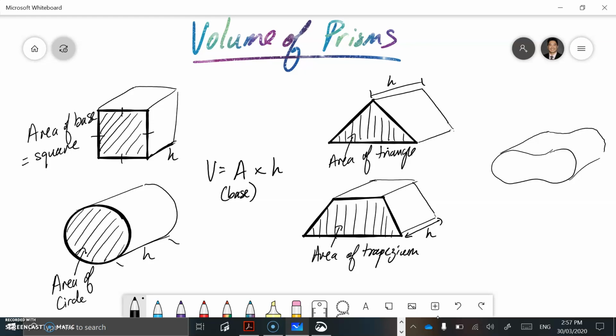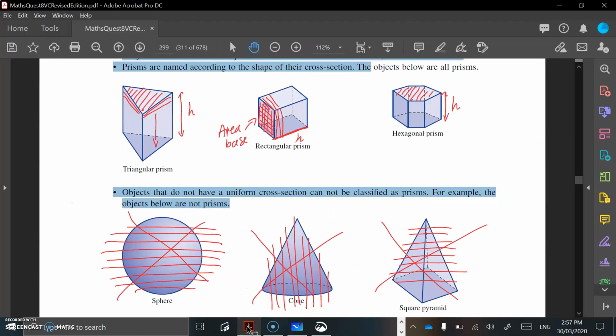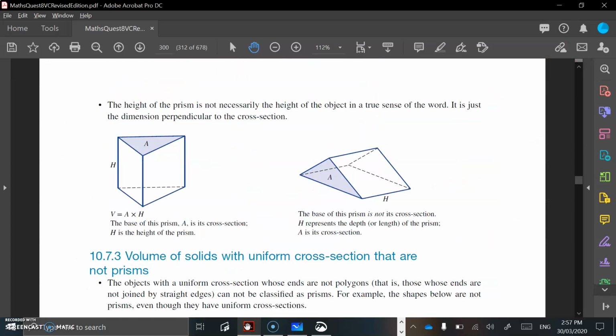And here we have a really weird shape, but again, it doesn't really matter. Whatever that shape is, if it's uniform, and if you keep slicing it, you get exactly the same shape, exactly the same size, it's going to be the area of the base times the height. We'll apply this to some examples, and hopefully it will help you throughout the process.